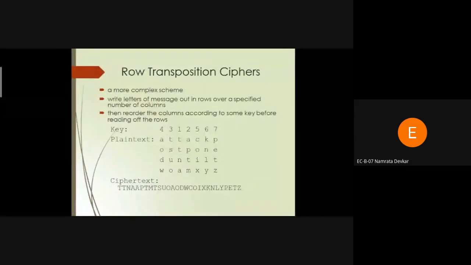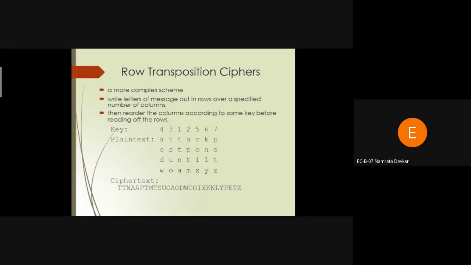Here our first number is 1. We have to consider the column of 1. So the letters are T, T and A. Have you got it? Yes, sir. Okay, so first we write all the letters which are in the column of 1. So here we write the ciphertext as T, T and A.